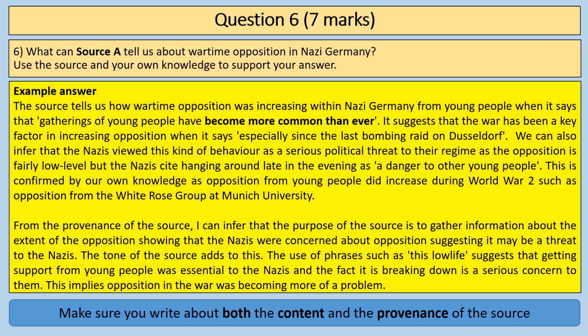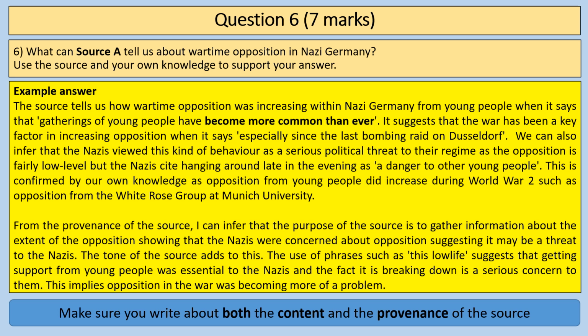So example answer. This source tells us how wartime opposition was increasing within Nazi Germany from young people when it says that gatherings of young people have become more common than ever. It suggests that the war has been a key factor in increasing opposition when it says especially since the last bombing raid on Dusseldorf.